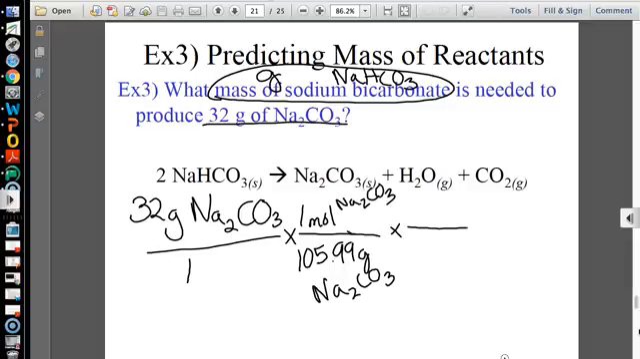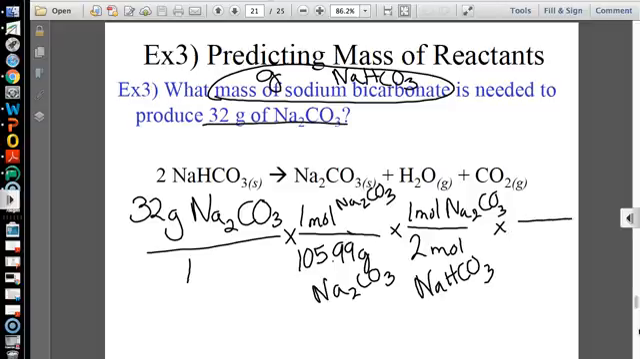I've got to go to the moles of the other one. So now I have 2 moles of sodium bicarbonate for every 1 mole of sodium carbonate from my balanced equation. And now I'm at the moles and need to go to grams. So 1 mole of sodium carbonate is something a little bit heavier. Oh, I'm missing an H. Something happened, but that's okay.